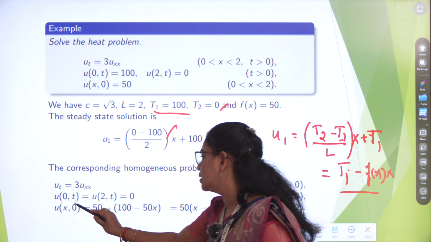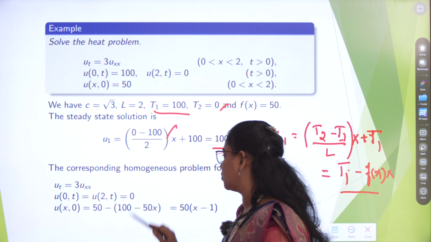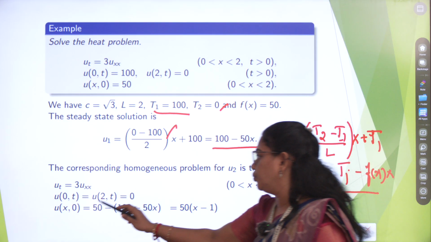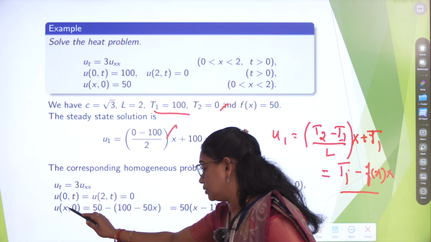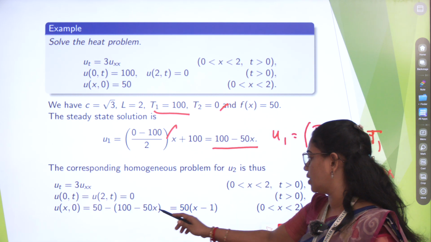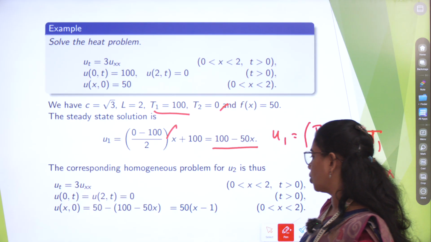Next, the corresponding homogeneous problem for u2 is thus, first, the given condition u t equal to 3 u double x, u of 0 comma t equal to u of 2 comma t is equal to 0. Next, u of x comma 0 equals 50 minus f of x, which is 100 minus 50x.